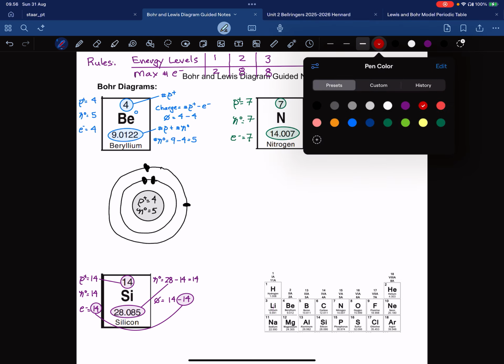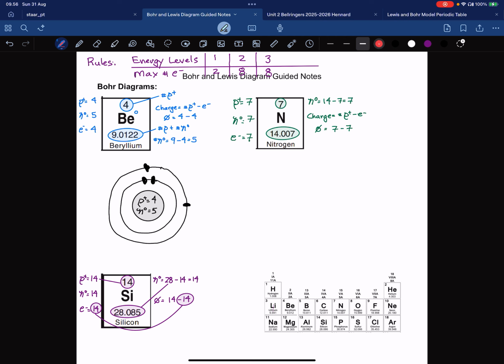Now it's time to get some of the vocabulary in here so that you can refer back to it and know exactly what we're talking about. So, reminder, this of course is the nucleus, which is always protons and neutrons. This is energy level 1. This is energy level 2.